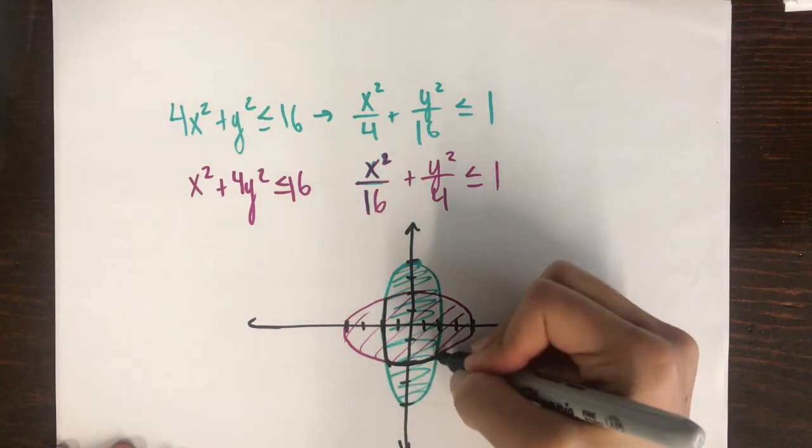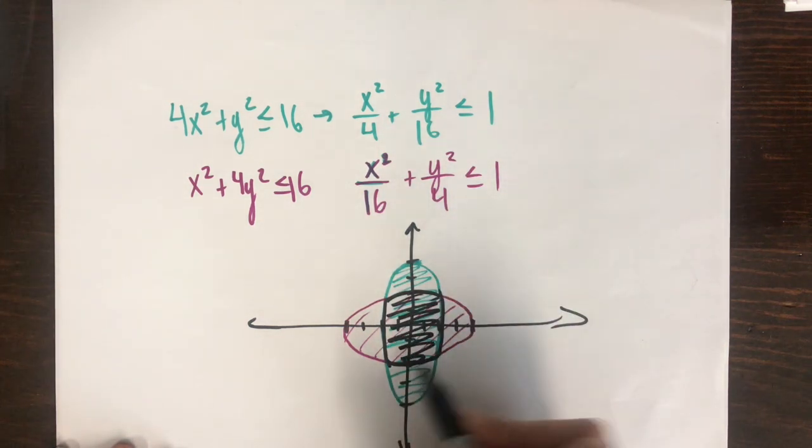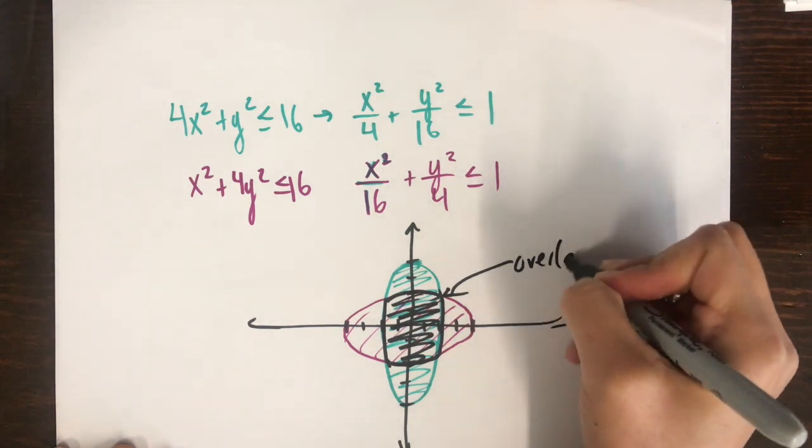Then I just look at where these two regions are overlapping. You can see it's right here in the middle. This is our overlap and our solution to the system.